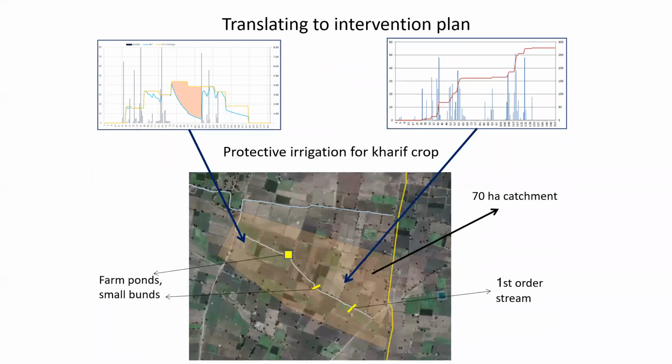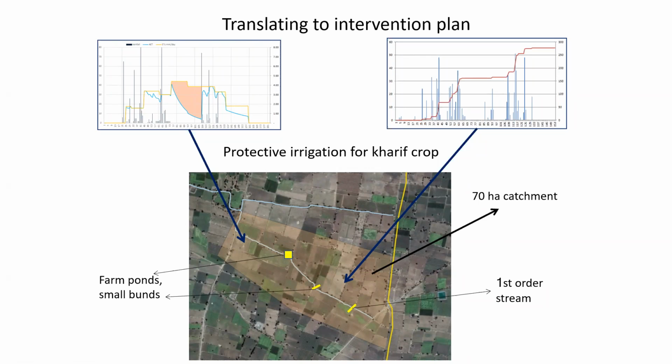Based on this, once we know all this, how do we prioritize the interventions and the investment? If we know that this yellow line is the boundary of Pedgaon village and it is a ridge, and if we take this small catchment of 70 hectares, here the deficit is more than 40, 50 mm or even 100 mm in dry seasons. So now, how do we resolve the problem?